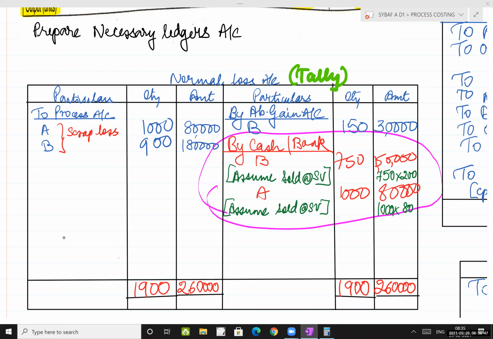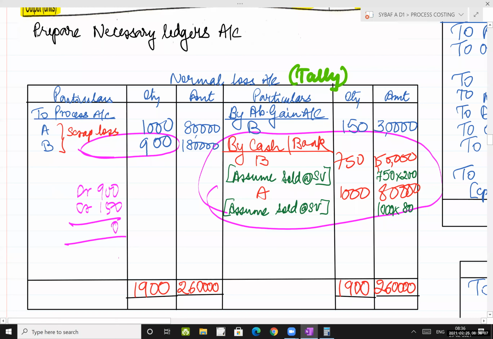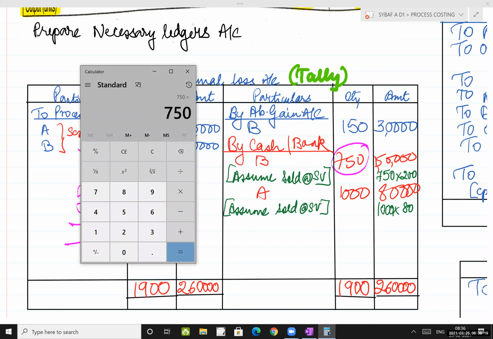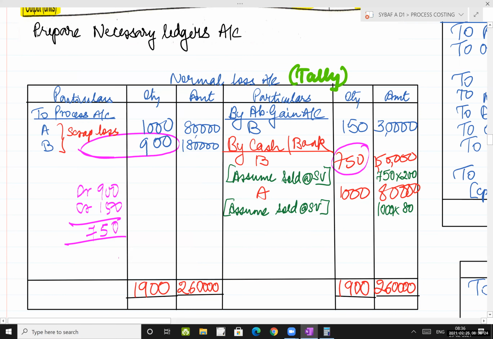So A का it is cash bank, पूरा 1000. But B में क्या हुआ है ना? In process B there is a gain. तो डेबिट साइड देखो. B 900 क्वांटिटी है और क्रेडिट साइड कितना है 150. तो डिफरेंस कितना हुआ 750 का. See this 750. So this 750 will be multiplied with scrap value 200 per unit, 150. Is this clear to everyone?